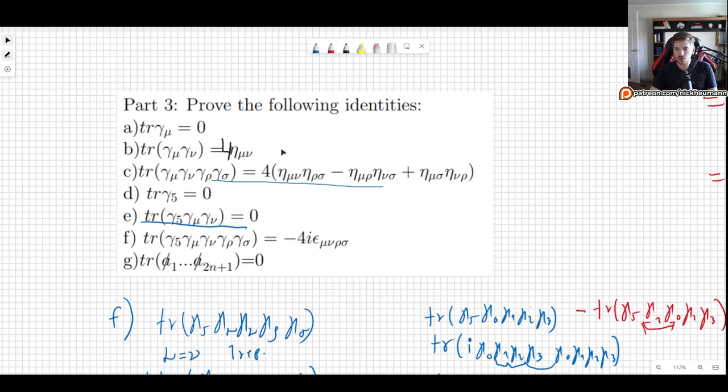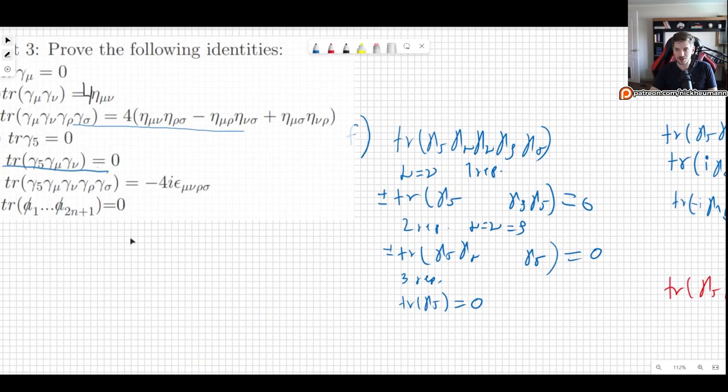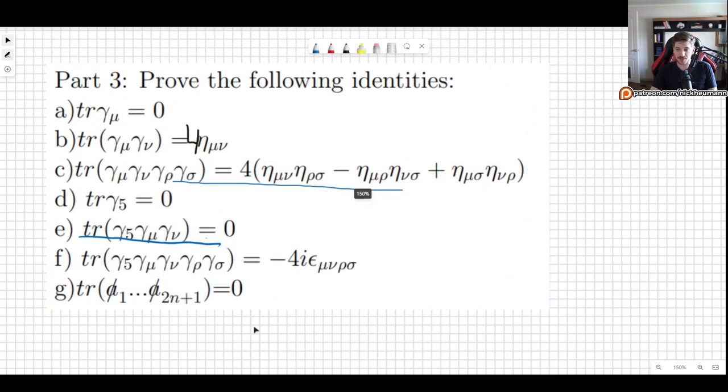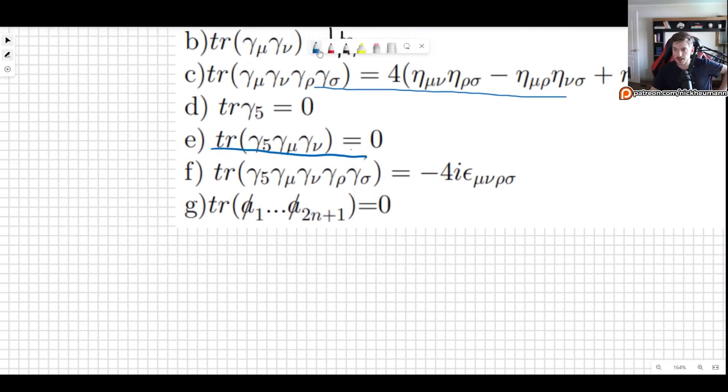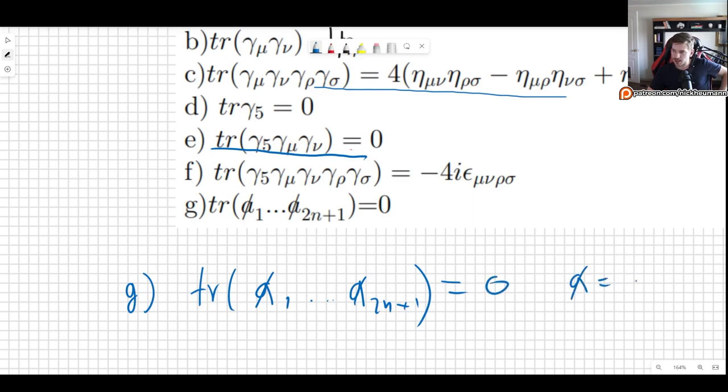Now finally we go for the last part of this problem, of this video, which has been very, very long. So now we go for this: the trace of an odd number of these a slash vectors. So we have 2n plus 1 vectors. Keep in mind that a slash, in general, is some vector a mu multiplied by gamma mu.